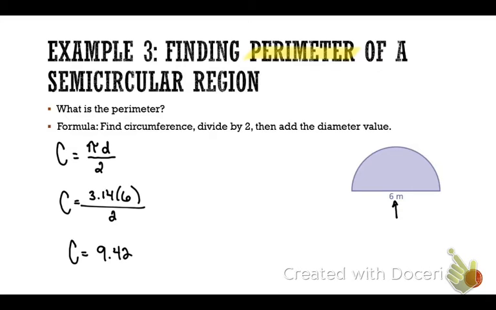Now pay attention. Look over here at the figure for a second. That means that I just figured out this part of the perimeter of the semicircle, because I figured the circumference as if it was the whole area around, but then I divided by 2 to find half of it. But now I'm still missing one piece of the perimeter. Which piece am I missing? I need to add the bottom side of it. So now I need to add the diameter to the half of the circumference that I just calculated. What's 9.42 plus 6?